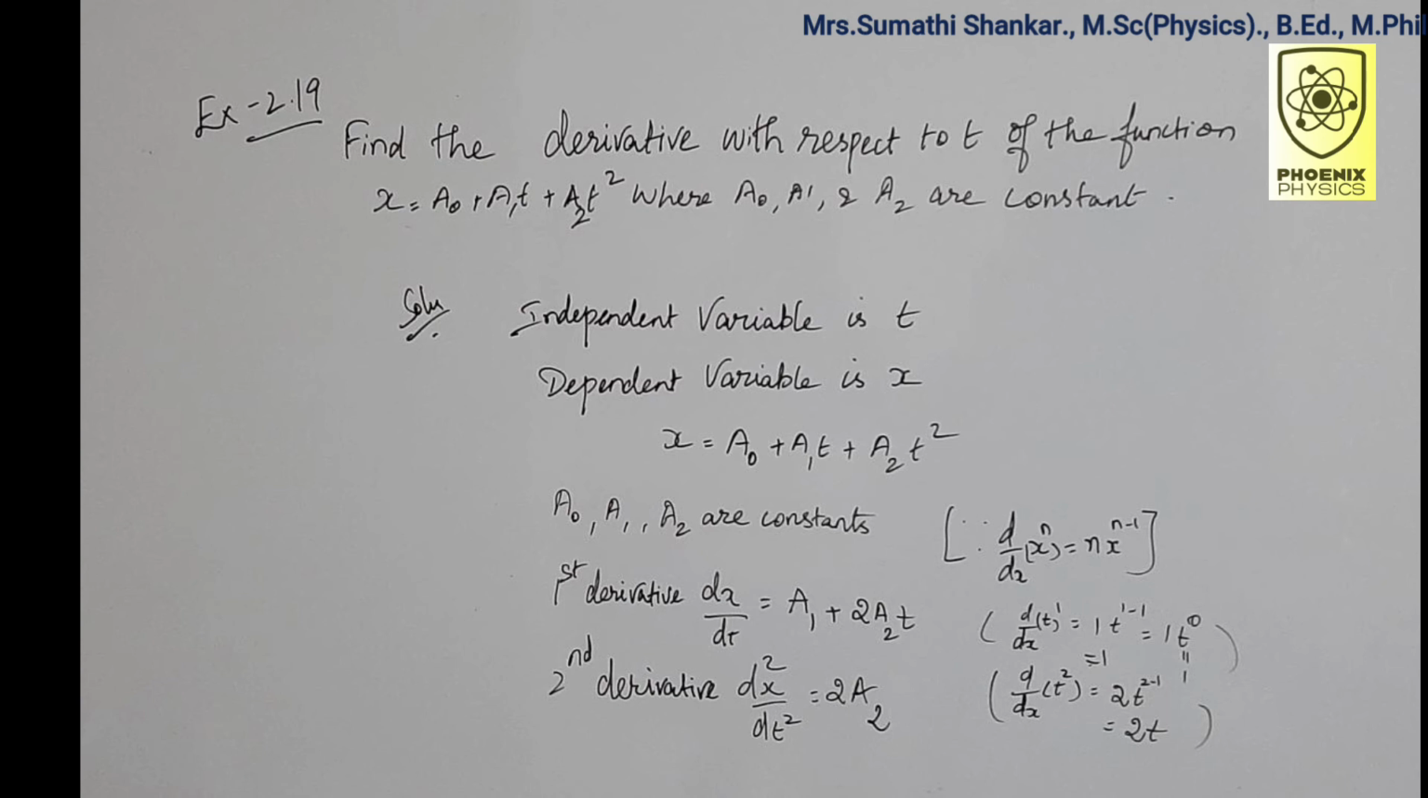Based on the formula, we can calculate the first derivative. Here the derivative is with respect to t. So dx by dt is equal to a1 plus 2a2t. Then the second derivative, d square x divided by dt square, is equal to 2a2.